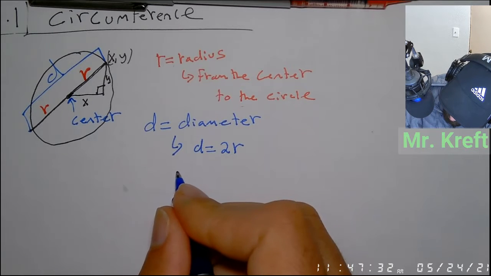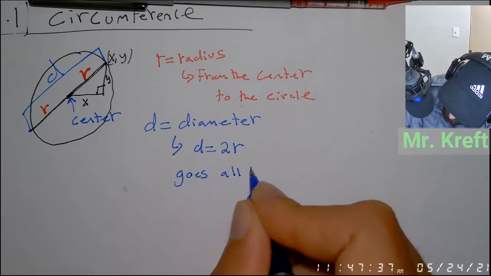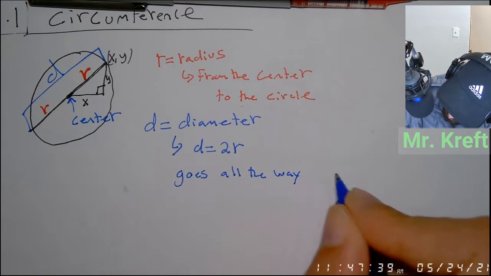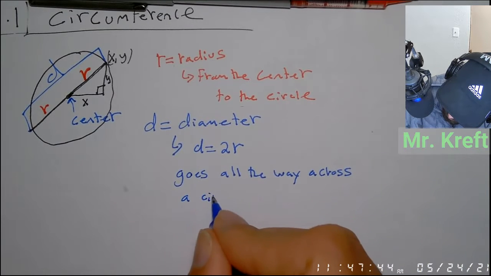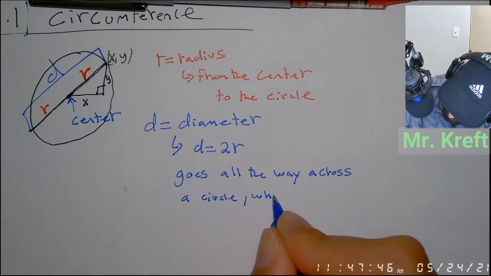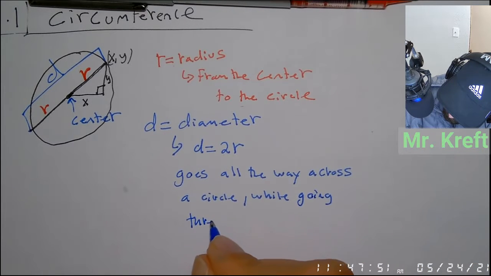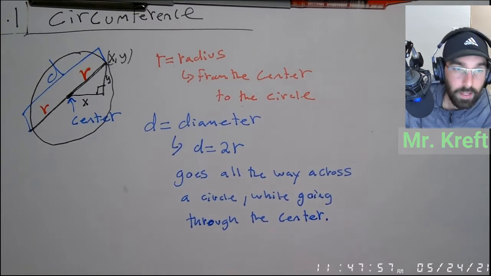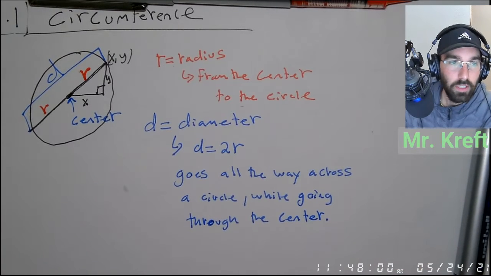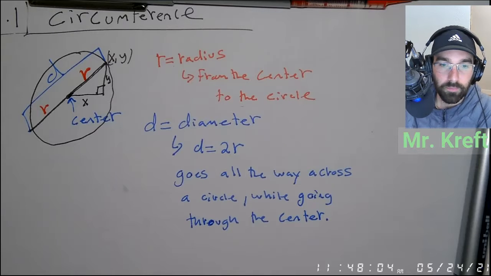Or you can think the diameter goes all the way across a circle while going through the center. Sorry, that was a lot of writing. Let's pause to get all that down. So it goes all the way across a circle while going through the center.